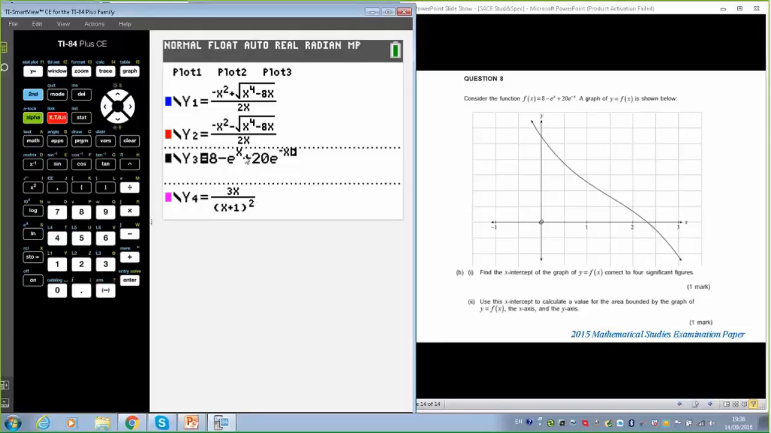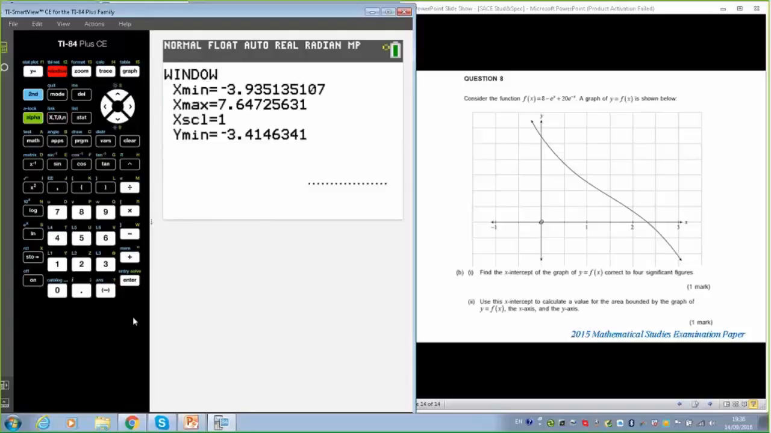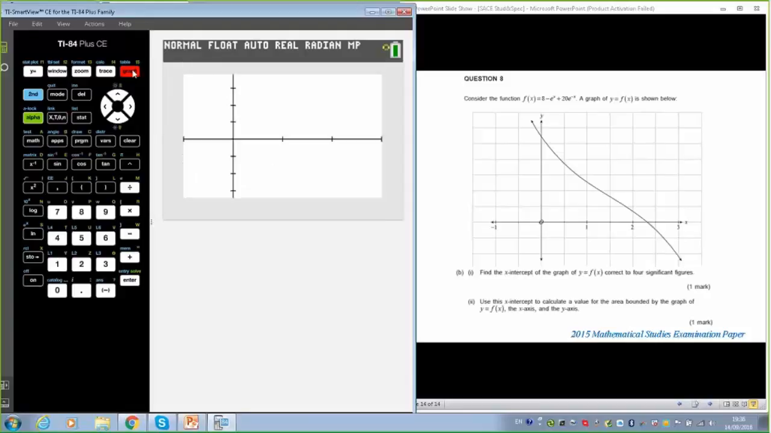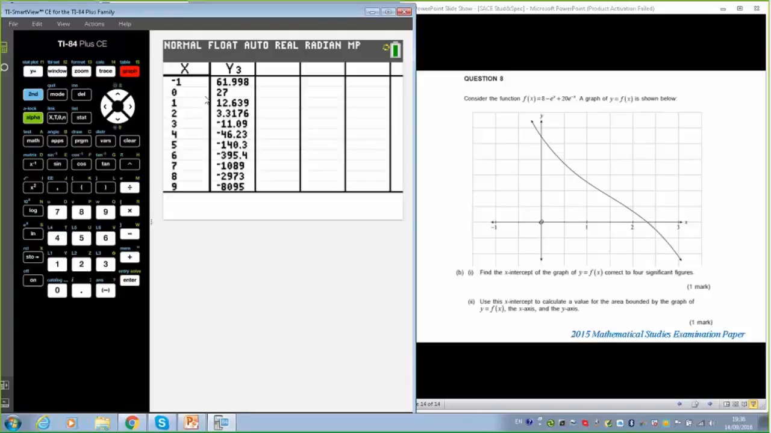8 minus e to the x plus 20 e to the minus x. Let's go to my window again. Between -1 and 3, going up by 1. All right, let's just leave it like that for now, see what that graph looks like. Okay, we can see that we need to adjust it. So let's just go to my table quickly, because that will help me work out what I need to go to. Wowzers. So it crosses there at 27, hey? So let's go to my window, and at 3 it crossed at -11.